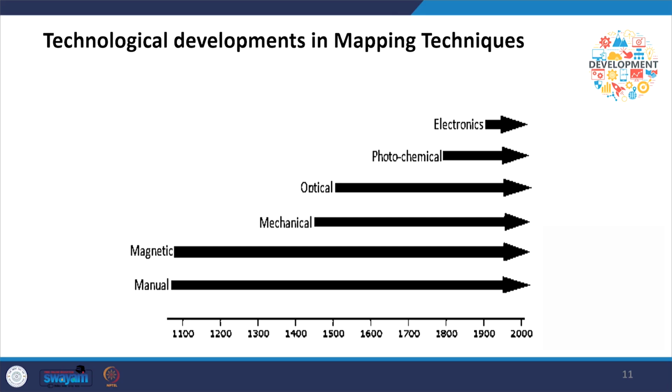If I look at the technological development, how the technology has developed and mapping techniques have come, from manual techniques, as you can see, we have gone to the magnetic, mechanical, optical based, photochemical, and now we are in the electronics era. So this is how the changes have taken place in the field of mapping and surveying also.